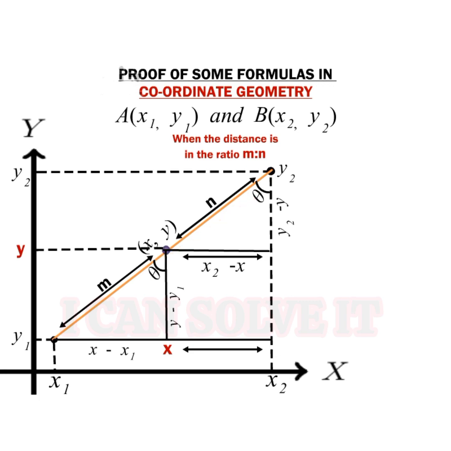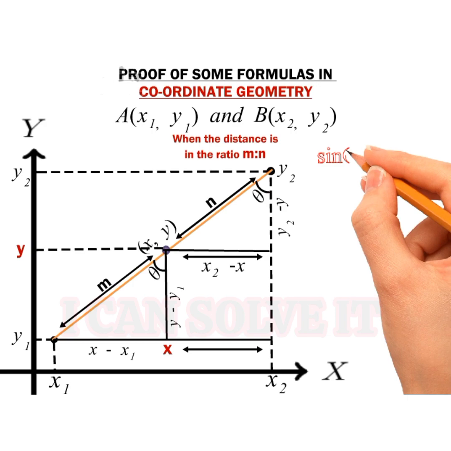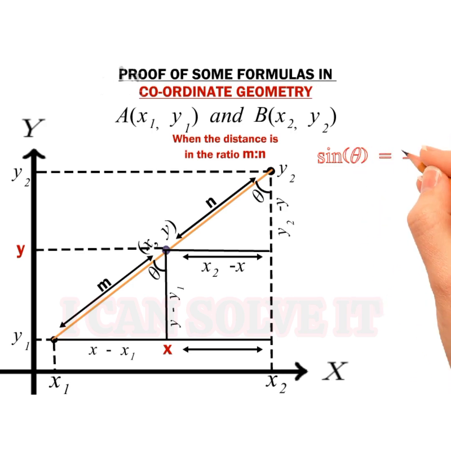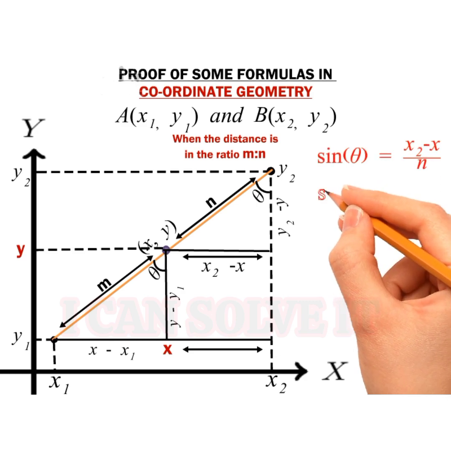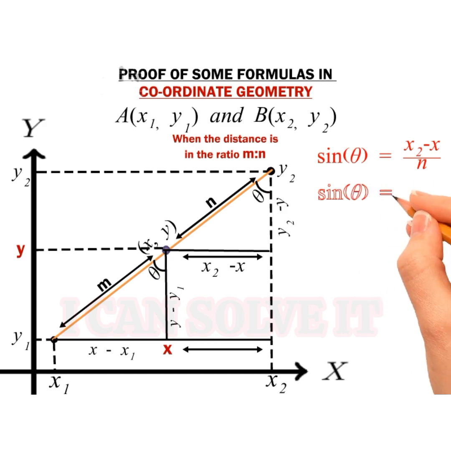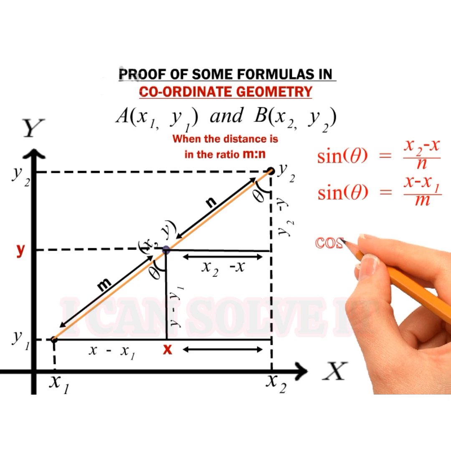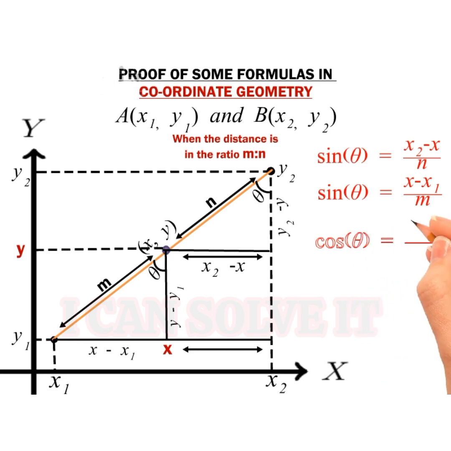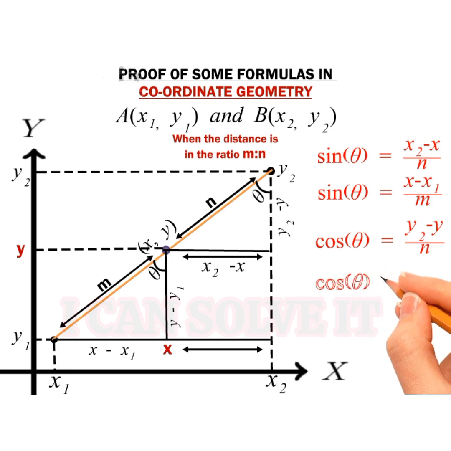By applying simple trigonometric properties on the first and the second small triangles, in terms of the sine function, we have these. Sine theta equals (x2 minus x) over n. And sine theta equals (x minus x1) over m. Let's do this also in terms of the cosine function. Cos theta equals (y2 minus y) over n. And cos theta equals (y minus y1) over m.